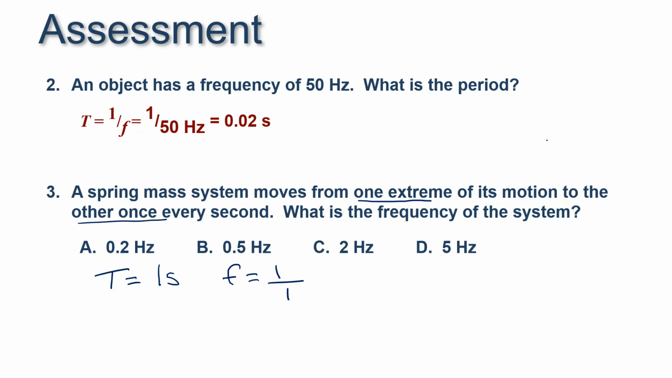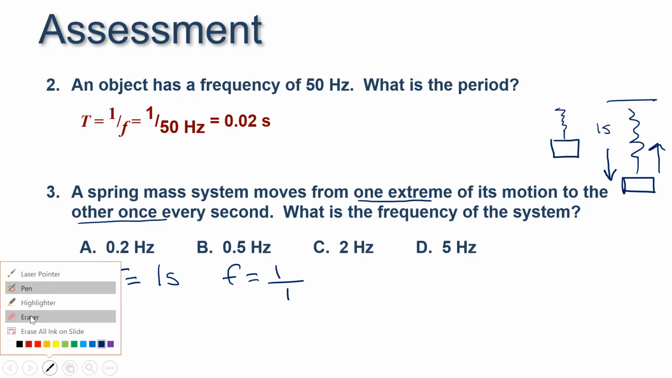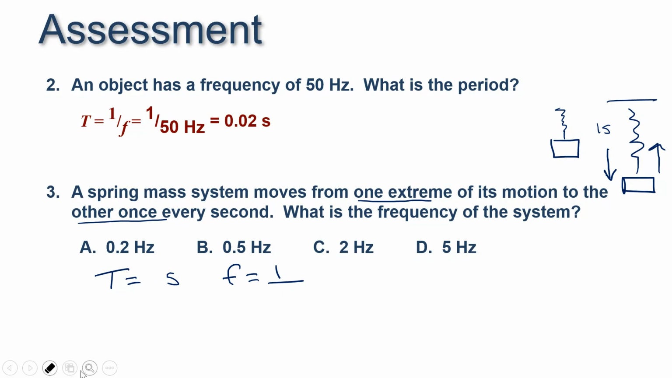So let's draw it out. I've got this little thing here. It moves from this extreme all the way down to the extended one on the bottom. This is like, and this is the compressed one. That happens in 1 second. Is that one full cycle? No, it has to come back. So it's technically 2 seconds. Woo, almost got that one wrong. So then over here I have 2 seconds. 1 divided by 2 is 0.5, right?